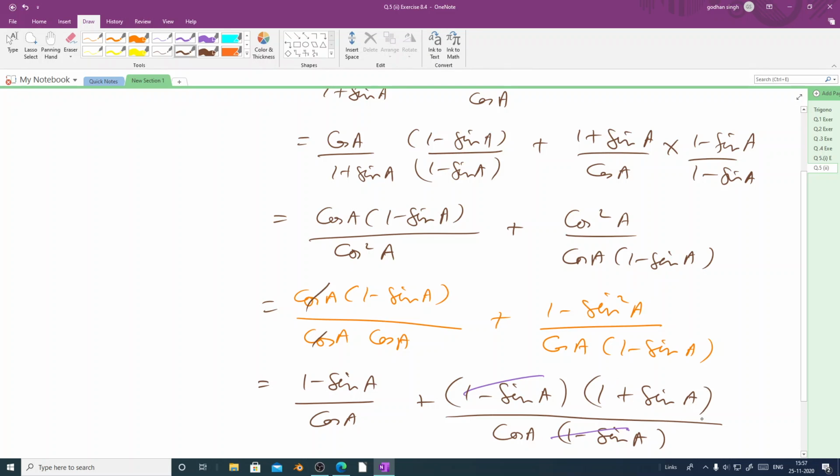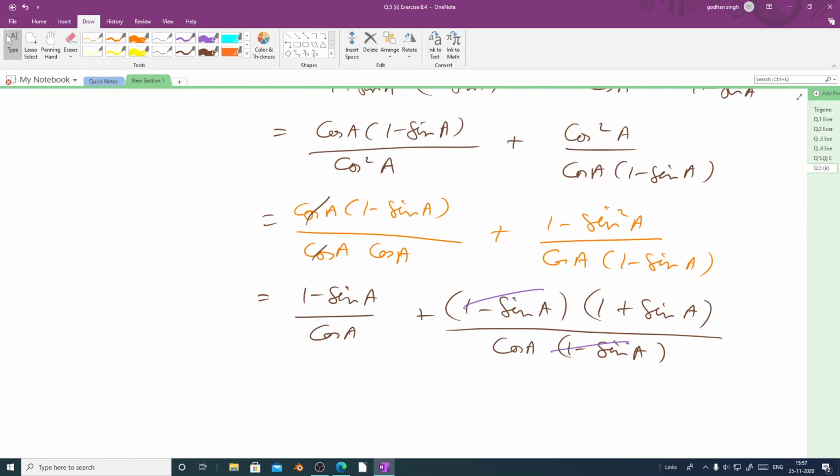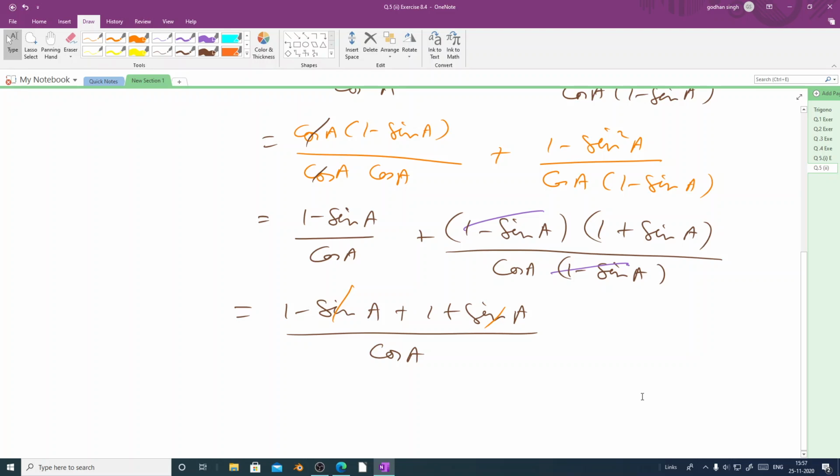So finally what we are getting is, next step, whenever the denominator is the same we can add the numerators, so 1 minus sin a plus 1 plus sin a over cos a. Now cancelling minus sin a and plus sin a, adding the like terms, 1 plus 1, that is 2, so we are getting 2 over cos a, and because 1 by cos a is sec a, this can be written as 2 sec a, and this is what we have to prove.